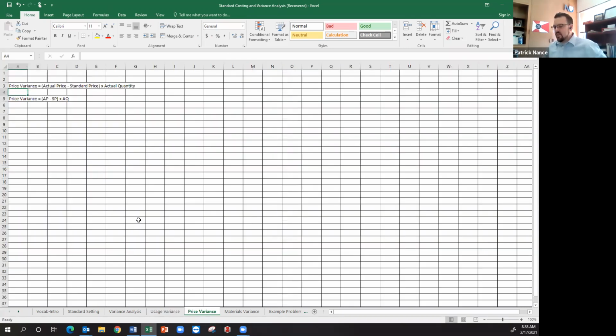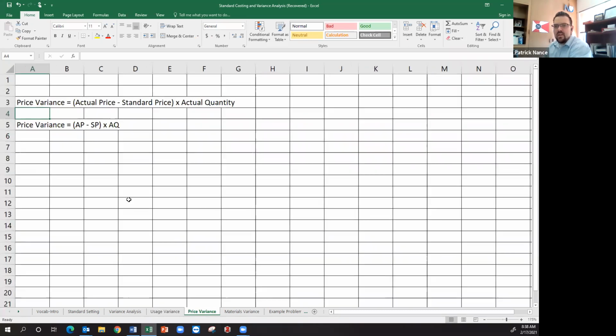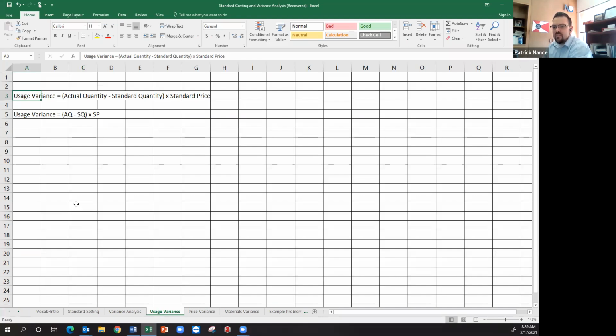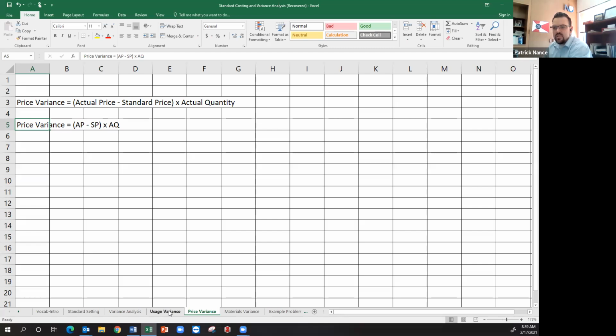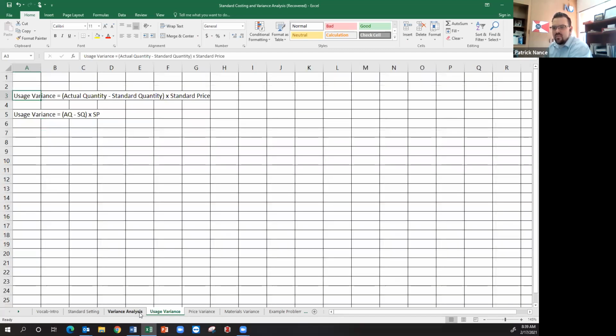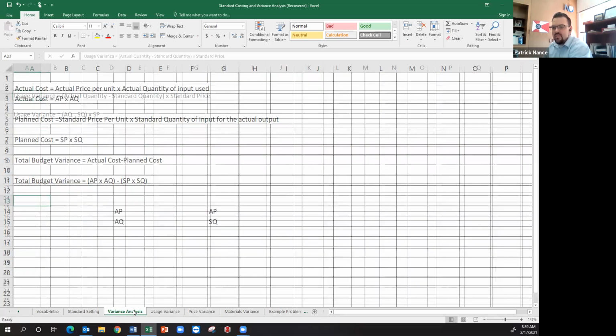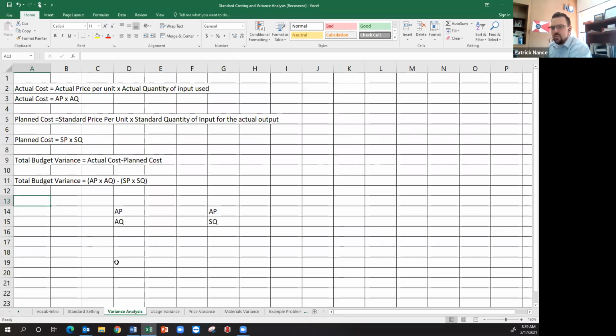For my price variance, I'm looking at the difference in the other part of this equation. We take our actual price minus our standard price and multiply that by our actual quantity. So that shows me my price variance. What these two things do is narrow down further where this variance came from. This gives me my total budget variance, but then individually I can say, was it a part of my usage or a part of my price that caused this favorable or unfavorable variance?